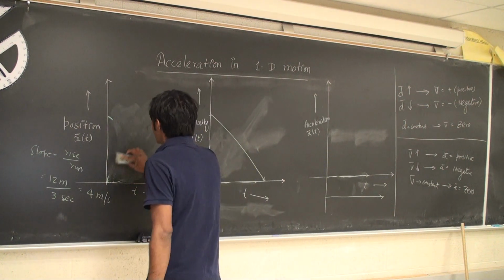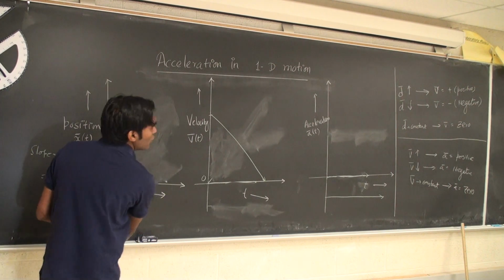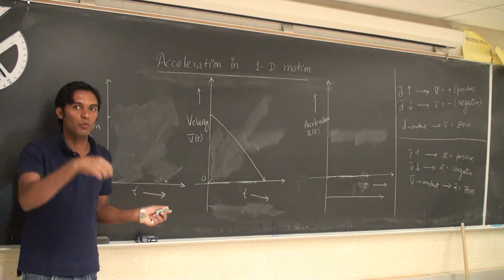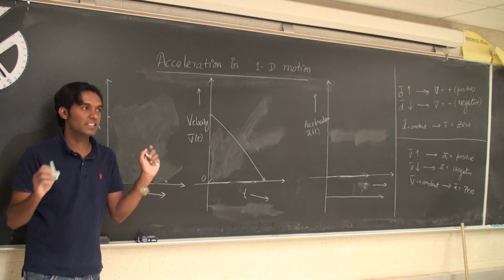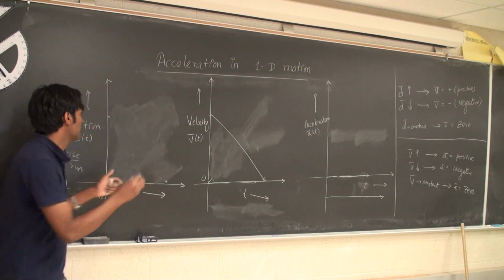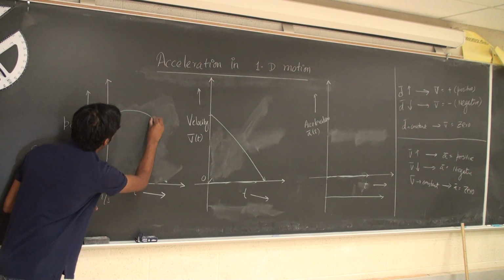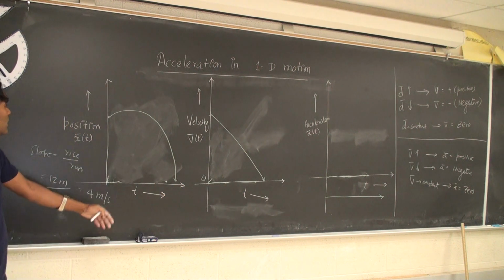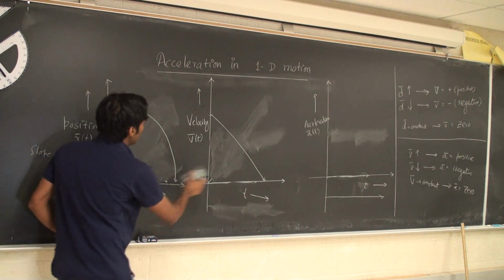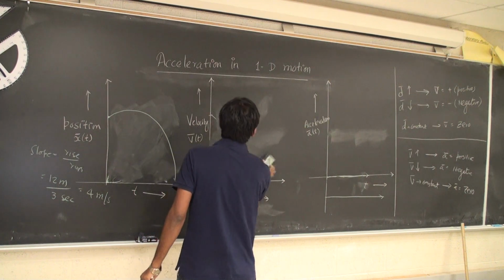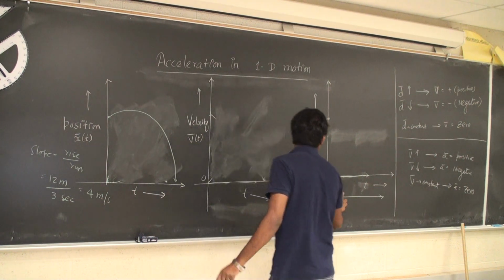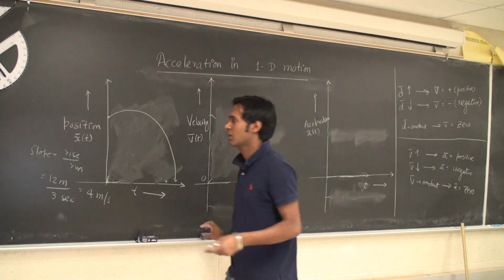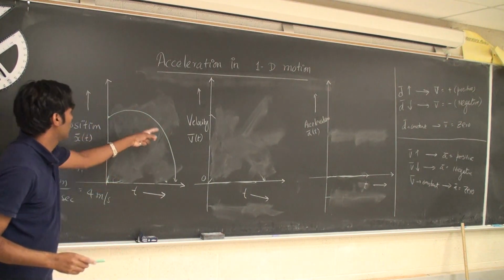Now let's consider the case when you threw a ball vertically downward from a certain height. That is still projectile motion. So you are throwing a ball vertically downward. Now, what about the velocity versus time graph? How can you draw the velocity versus time graph? You still look at the slope of this curve.